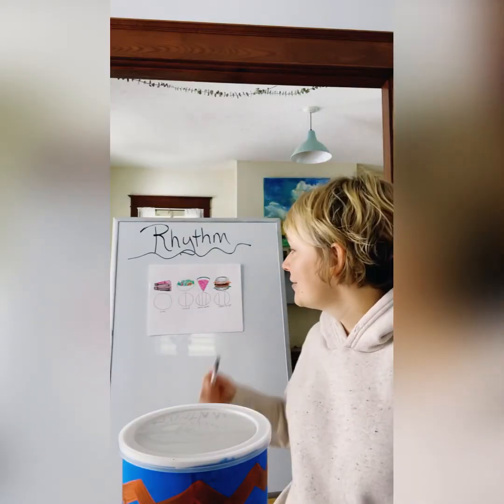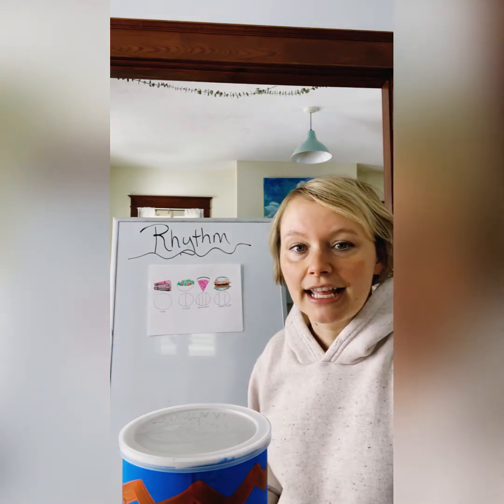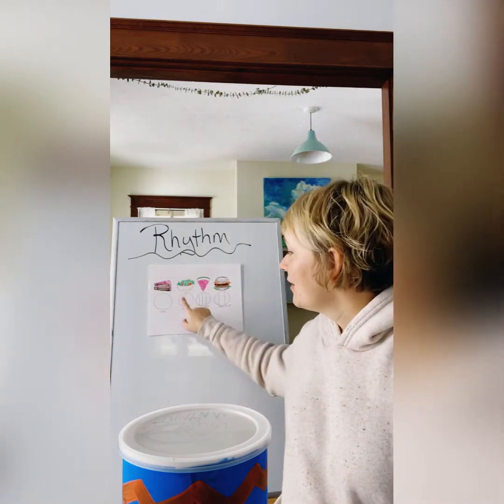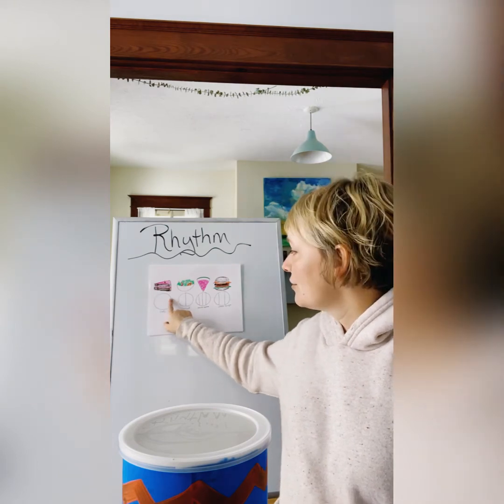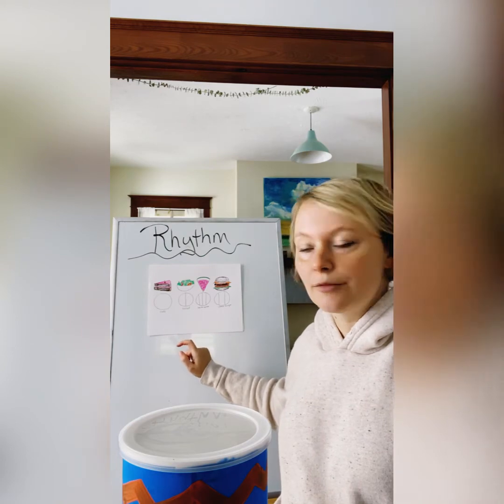Alright, it is time to play our food rhythm today. So hopefully you had a chance to draw 4 different types of food, and hopefully you had a chance to think about how many syllables are in each food. So you drew a plate. You can start with just an empty plate and then think of how many syllables they have.